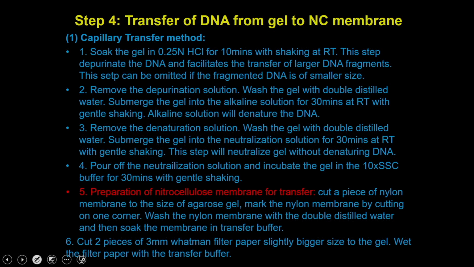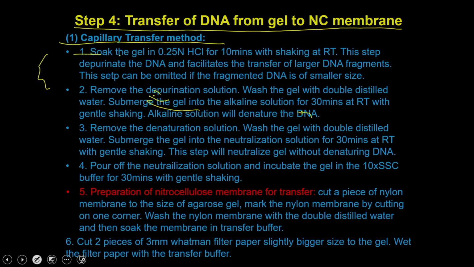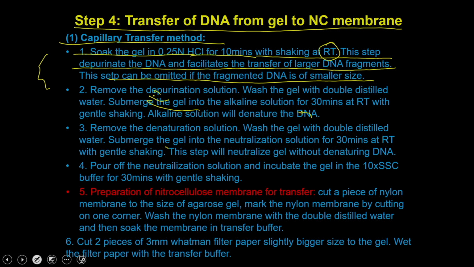Now once you are done with the separation, then in step 4 you can do the transfer of the DNA from the agarose gel to the nitrocellulose membrane, which can be done by 2 methods. One is called the capillary transfer method, the other one is called the vacuum manifold method. So in the capillary transfer method, you can soak the gel in 0.2 normal HCl for 10 minutes with shaking at room temperature. This step depurinates the DNA and facilitates the transfer of larger DNA fragments. This step can be omitted if the fragment is of smaller size.